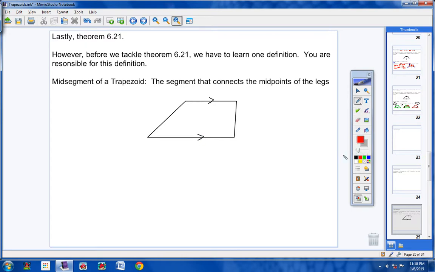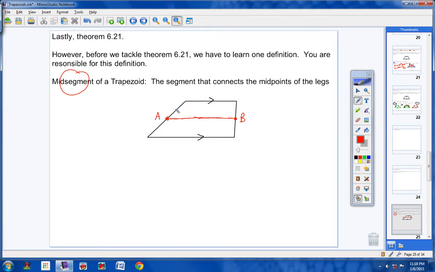I'm going to find the midpoint of this leg right here. It's about right here. I'm going to find the midpoint of this leg. It's about right here. I'm going to connect those two. Okay? And we're going to call this segment AB. AB is the mid-segment. Got it? AB is the mid-segment because it connected the midpoints of the legs.